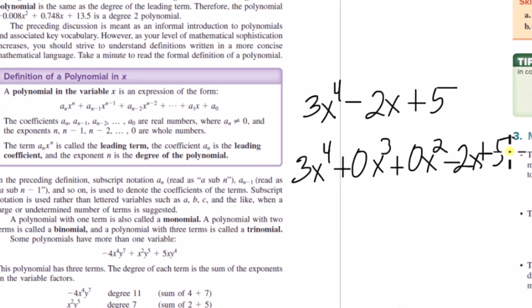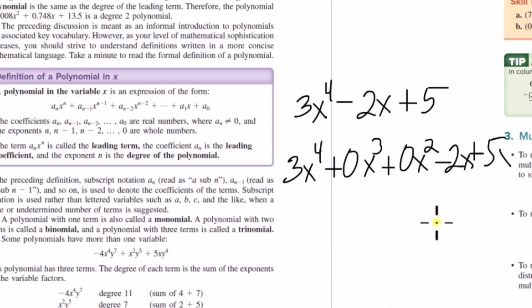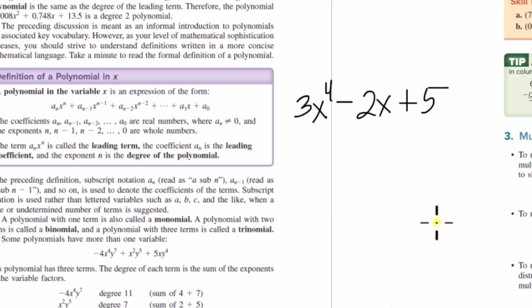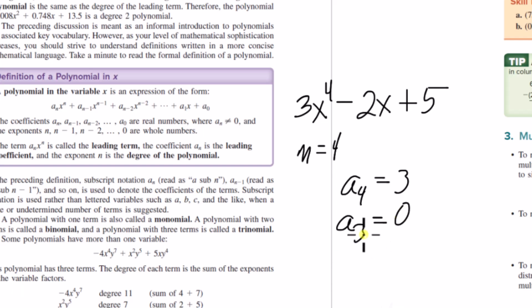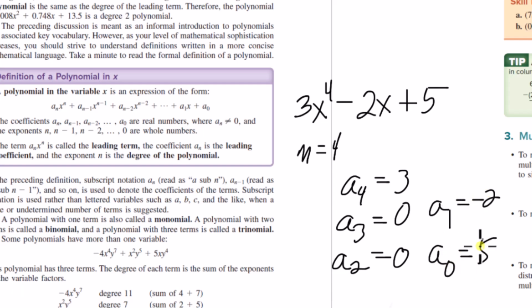Okay, and then you look at this as 5 times x to the 0. And so what they're doing is, this polynomial has degree 4, so n is equal to 4. So a sub 4 is equal to 3. Then a sub 3 is equal to 0. That's n minus 1. A sub 2 is equal to 0. A sub 1 is equal to minus 2, and a sub 0 is equal to 5. The leading coefficient is 3, and the degree is 4.